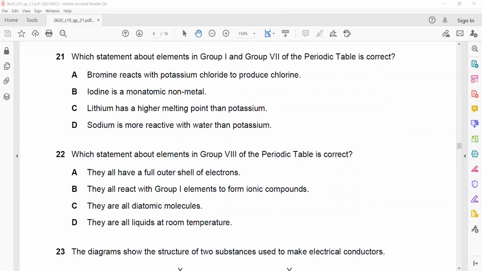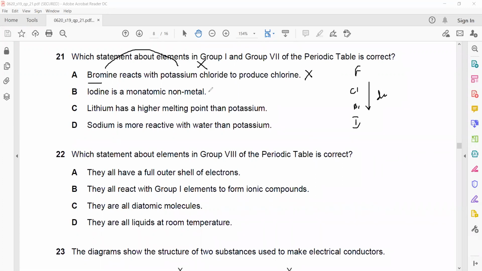Which statement about elements in group 1 and 7 in the periodic table is correct? C. So always the more reactive halogen can displace the less reactive halogen. So bromine reacting with potassium chloride is totally wrong, because bromine is less reactive. As we check the reactivity of halogens, it becomes less reactive as we go down the group. So a more reactive halogen can displace. So bromine with potassium chloride, there is no reaction.